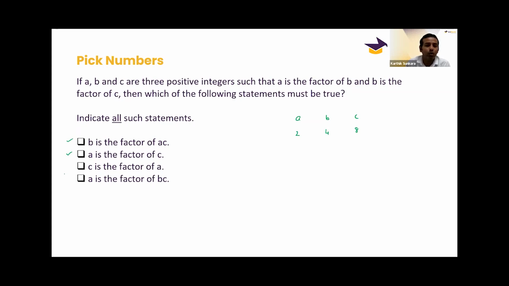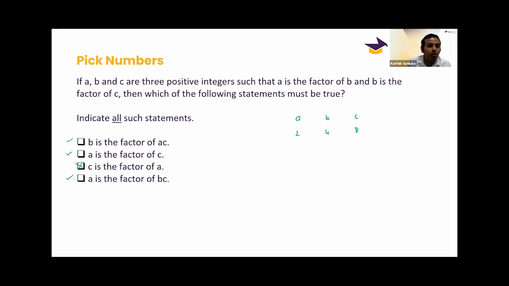No, it does not make sense, because 8 cannot be a factor, because 8 is a bigger number than 2, right? So this is definitely wrong. And A is a factor of BC. That means 2 is a factor of 4 times 8, which is 32. So which also makes sense.